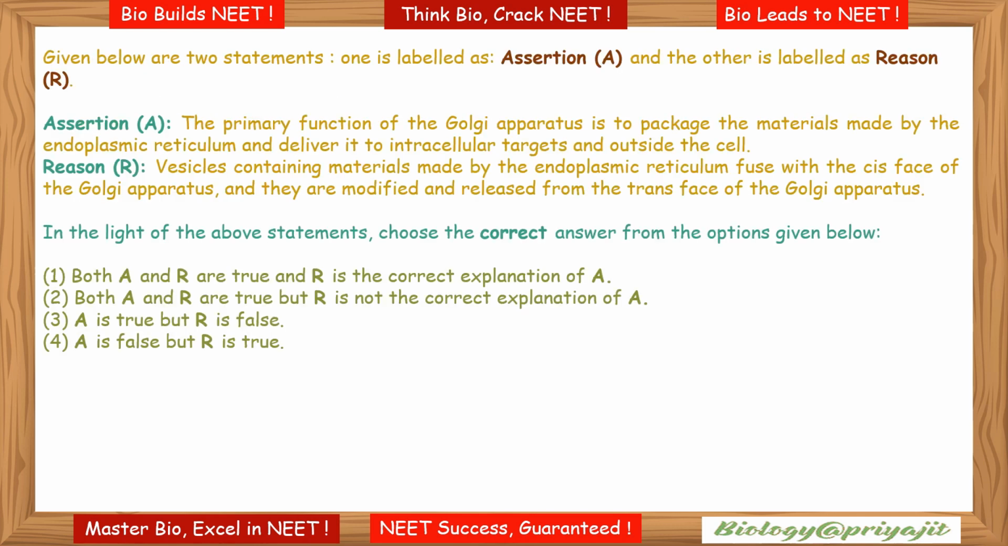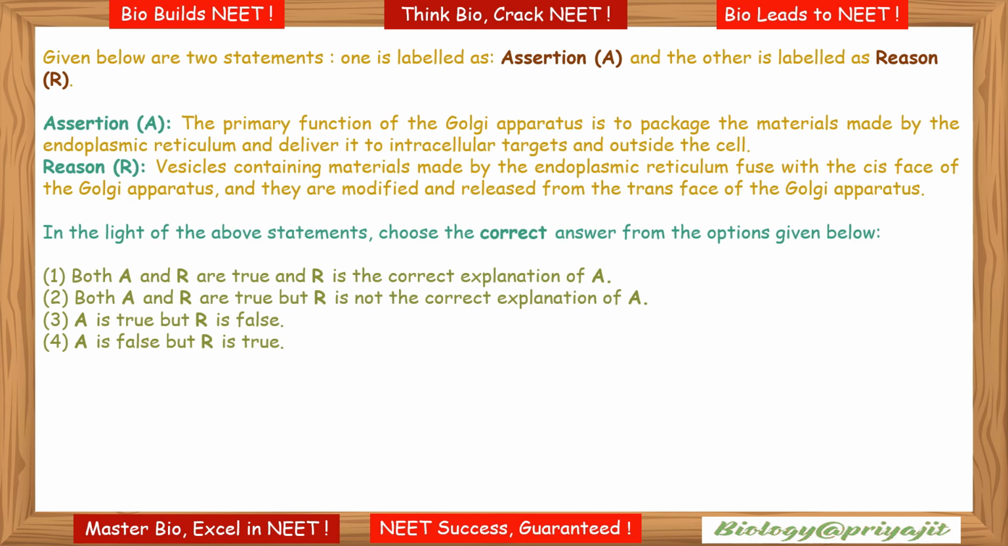Next, assertion reason. Assertion: the primary function of the Golgi apparatus is to package the materials made by the endoplasmic reticulum and deliver them to intracellular targets and outside the cell. Reason: vesicles containing materials made by the endoplasmic reticulum fuse with the cis face of the Golgi apparatus, and they are modified and released from the trans face of the Golgi apparatus.